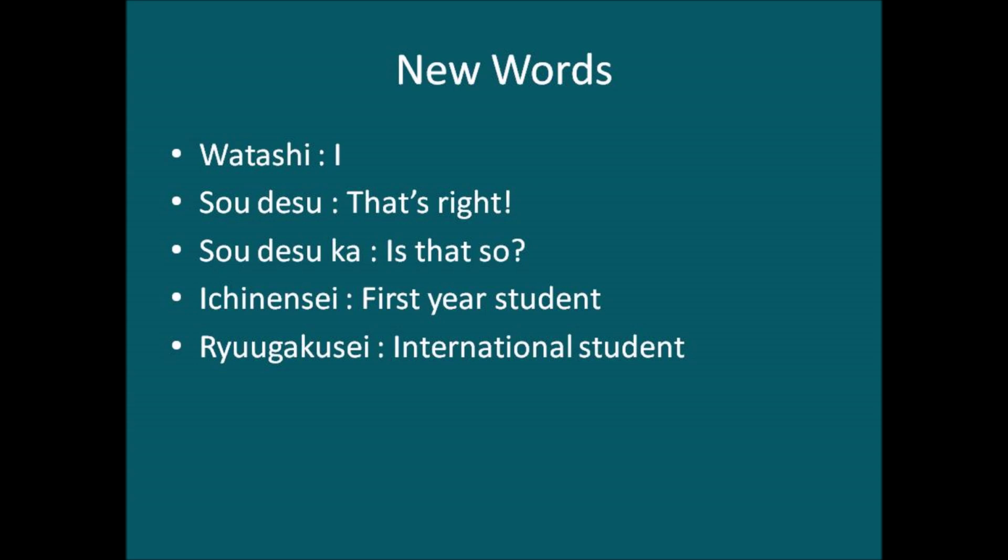そうです, which means that's right. そうですか？ which means is that so. 一年生, which means first year student. 留学生, which means international student.